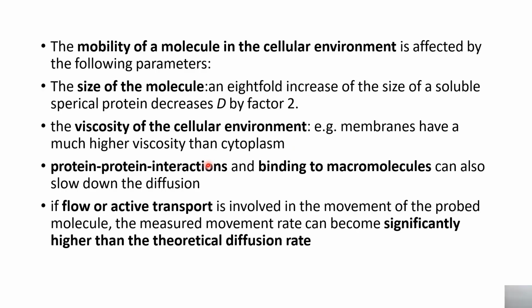The mobility of a molecule in the cellular environment is affected by the following parameters, like the size of the molecule. An 8-fold increase of the size of a soluble spherical protein decreases the diffusion coefficient by a factor of 2. It also depends on the viscosity, like membranes have much higher viscosity than cytoplasm. Protein-protein interactions and binding to macromolecules can also slow down the diffusion. And if flow or active transport is involved in the movement of the probed molecule, the measured movement rate can become significantly higher than the theoretical diffusion rate.